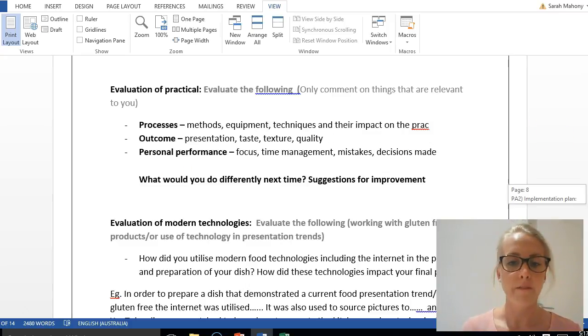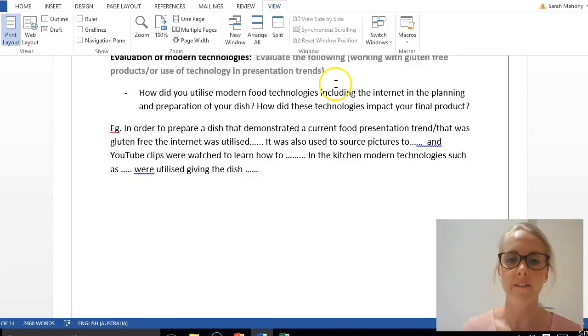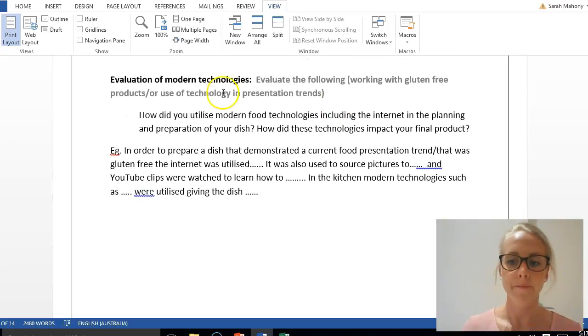Now moving down to the second part of the evaluation. Evaluation of modern technologies. It's asking you to evaluate the following with a focus on working with gluten-free products and or using technology in presentation trends and in the kitchen. Now, it sounds like a lot. I'm going to talk you through it. So, first of all, focusing on how did you utilise modern food technologies, including the internet in planning and the preparation of your dish. How did these technologies impact your final product?